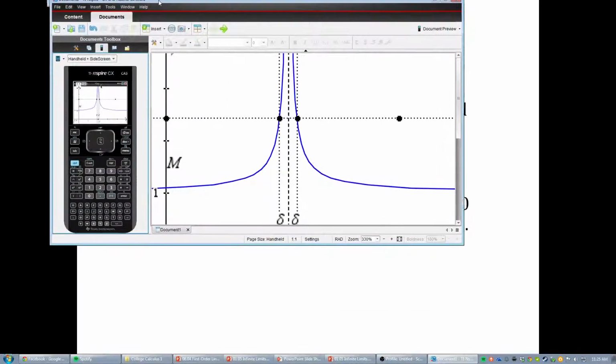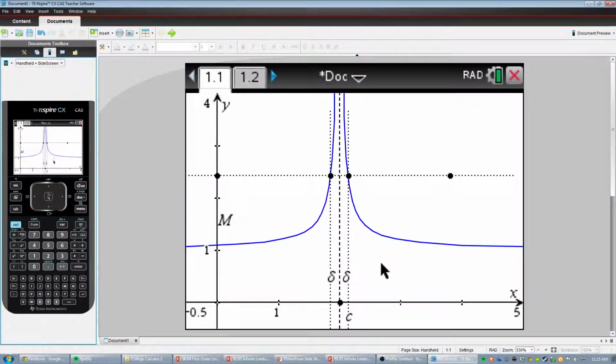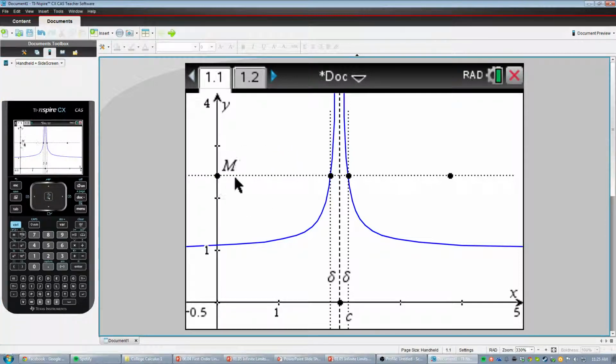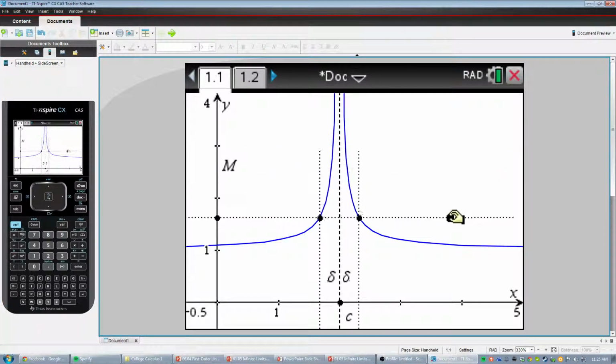So let's give this a picture. Here we have some function, and we have an M value right here, and we can move this M value around. So what we're doing, this distance from the asymptote right here to this line is going to be our delta. And same thing on this side, since distance is always going to be the same. We would be adding delta to c to get to this point, and subtracting it to get to this point over here.